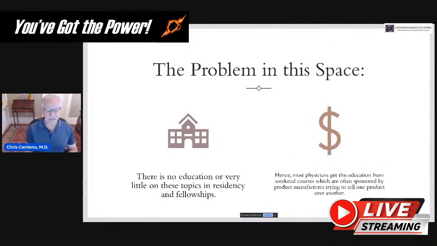So the biggest problem in this space is there's no or very little education on these topics for physicians in residency or fellowships. And so most physicians get this education from weekend courses that are often sponsored by specific product manufacturers trying to sell one thing over another. So as you might imagine, they don't really have a deep knowledge of all this. They haven't read all of these studies to form their own opinions. They just went to a course where someone was trying to sell them something.